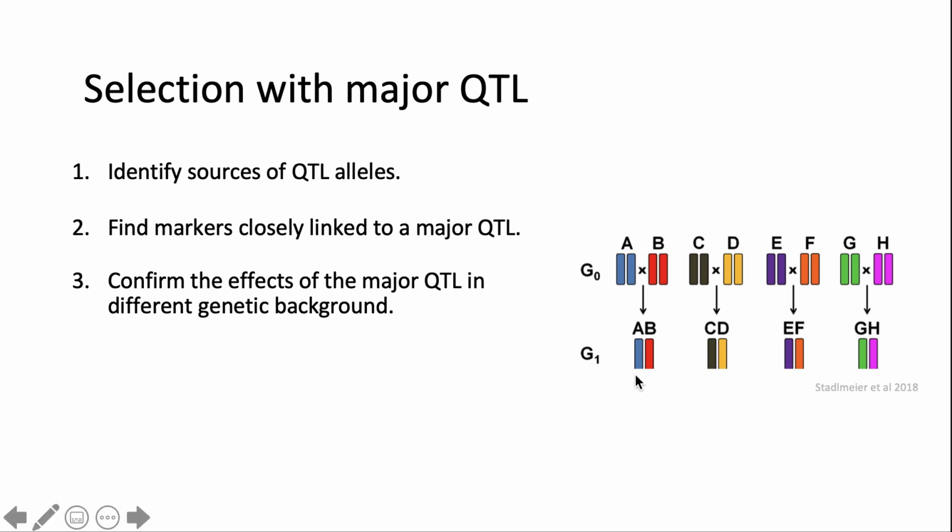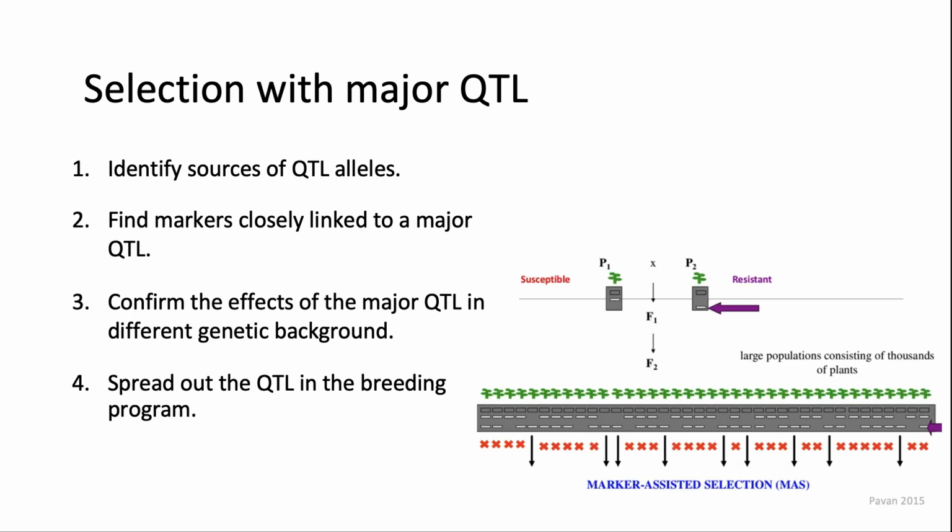That is why it is important to check the effect of the QTL in different genetic backgrounds, to assess whether you can use that information in marker assisted selection to do early selections in your breeding program.